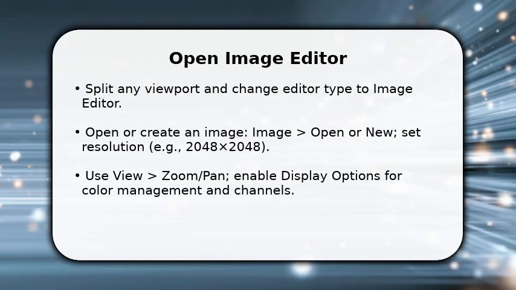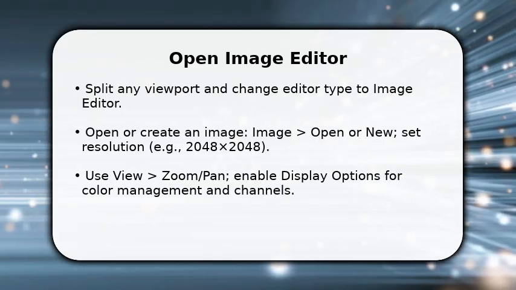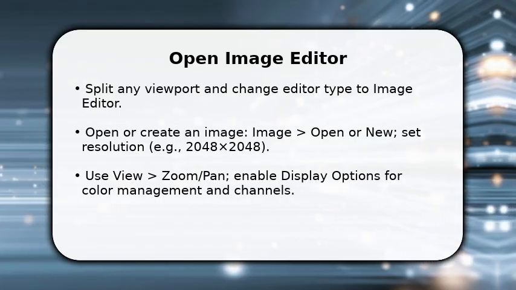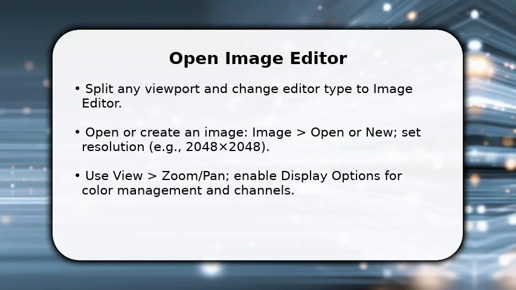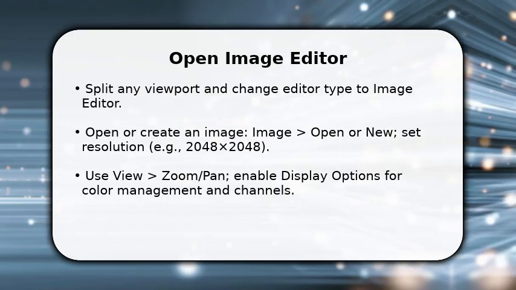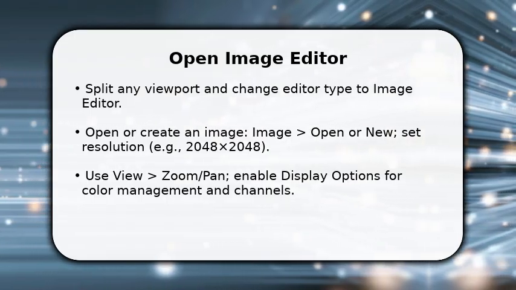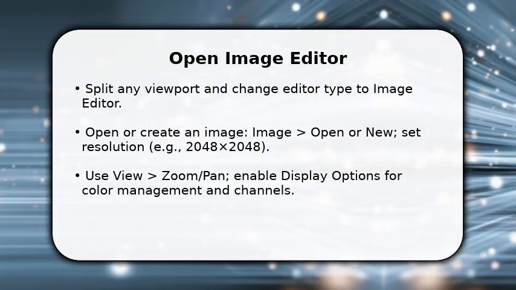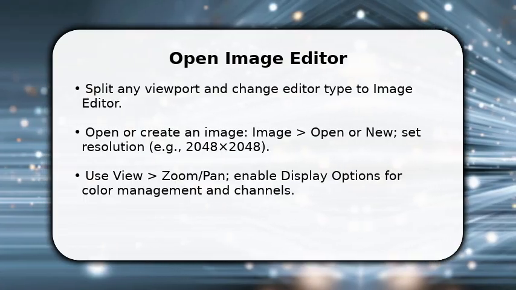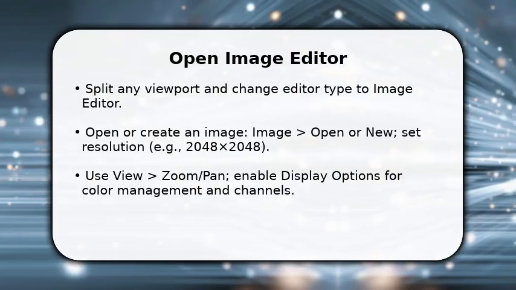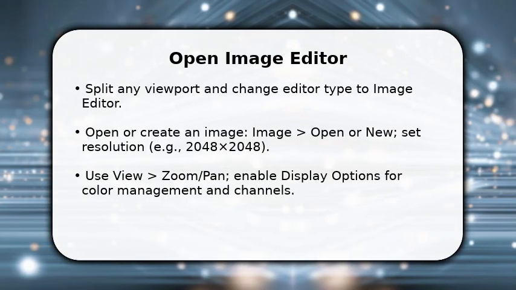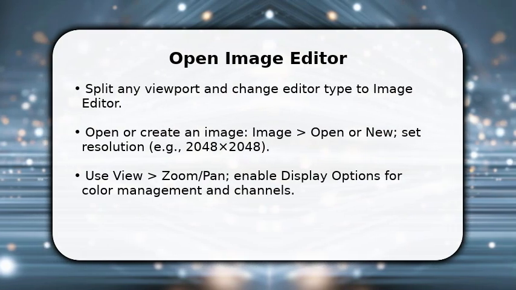Enjoy the video. You start inside Blender with the image editor open. This gets you straight to the pixels. First, split a viewport and switch its editor type to image editor, then load an existing image or create a new one at the resolution you need, for example 2048 times 2048. Once done, use the view controls to zoom and pan, and check display options so colors and channels match your project. This prevents surprises when you later reapply the texture.